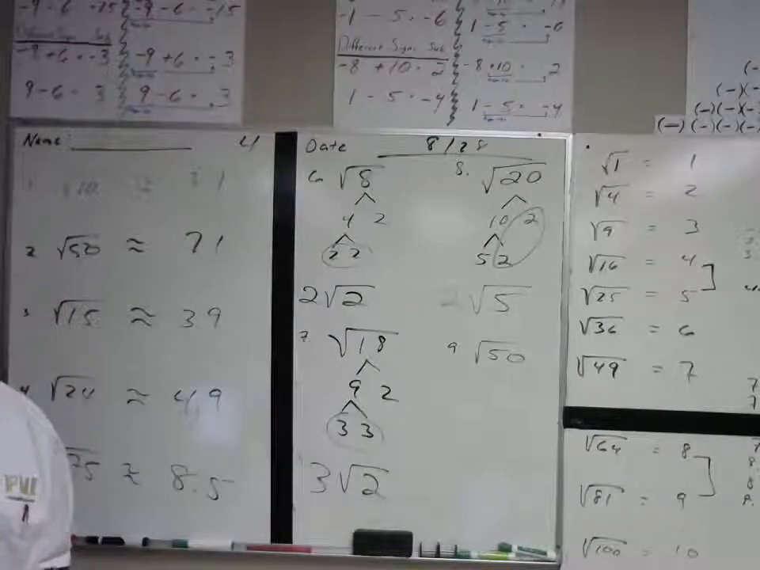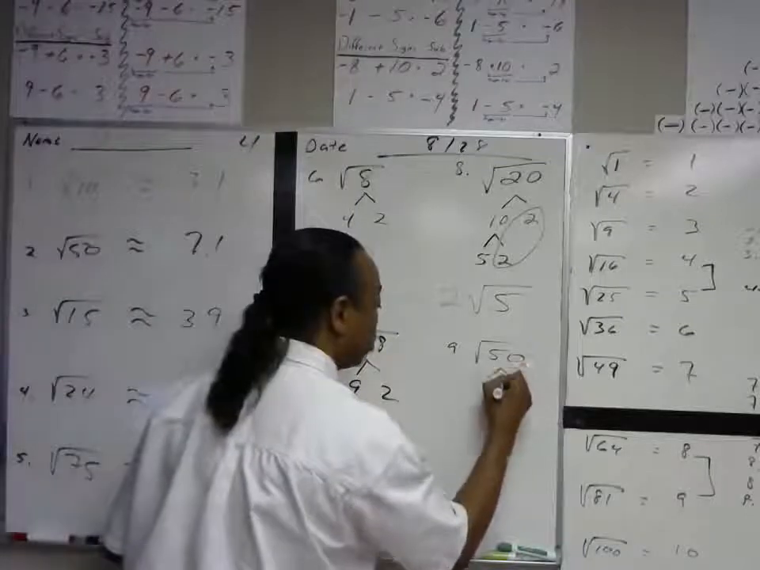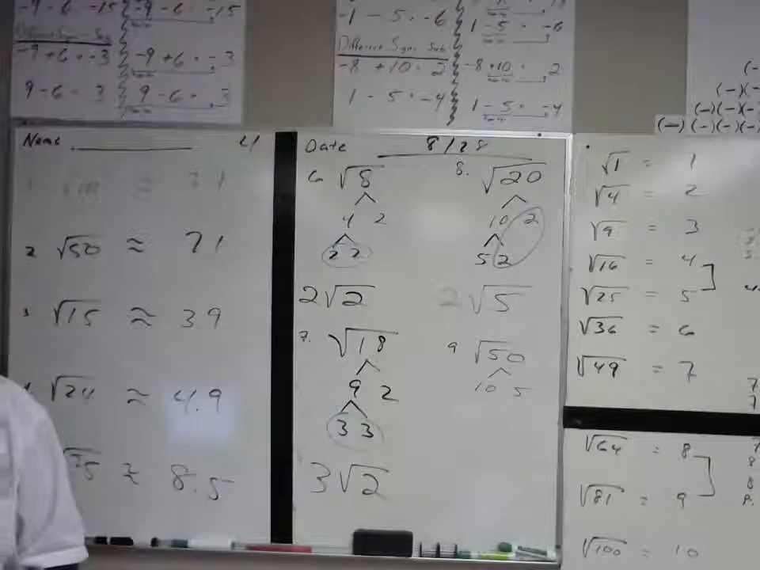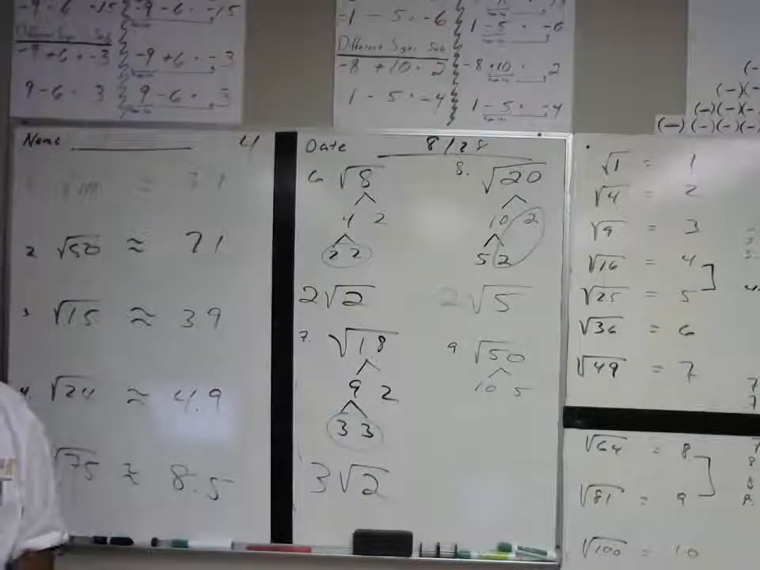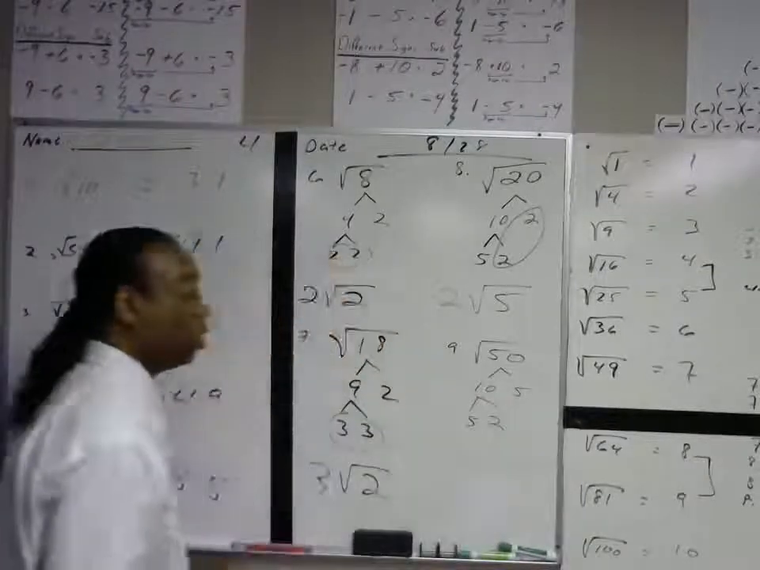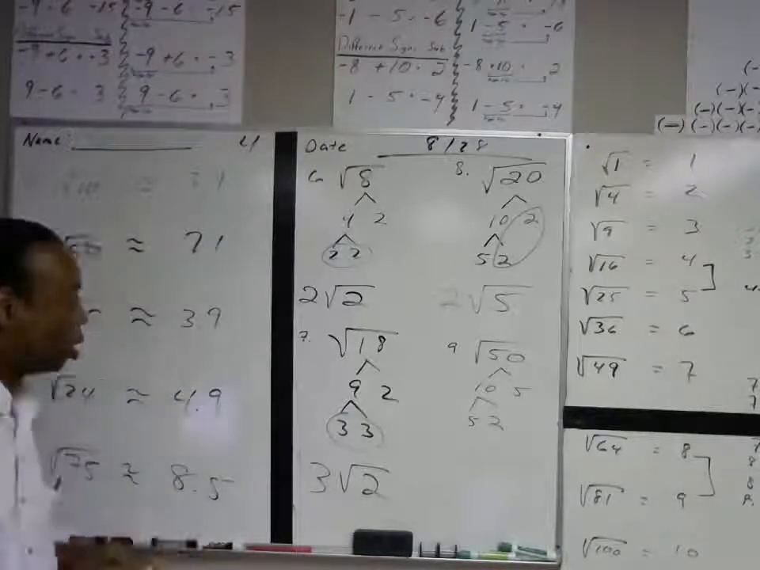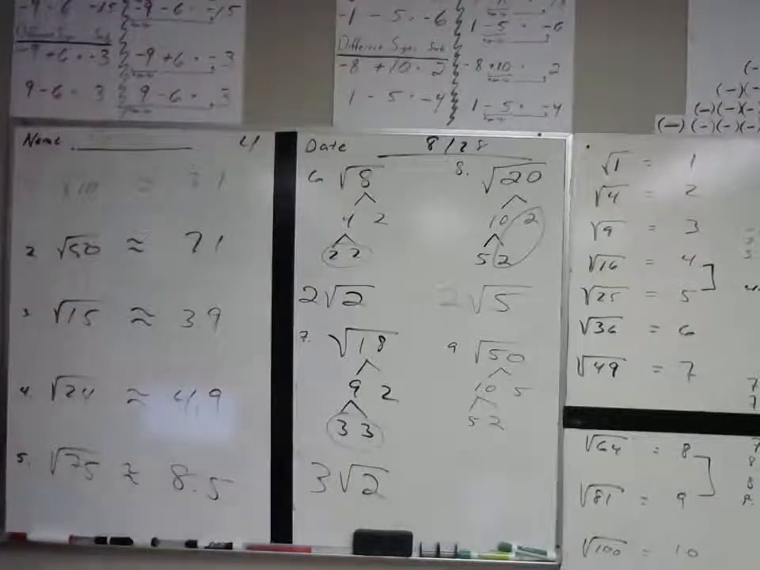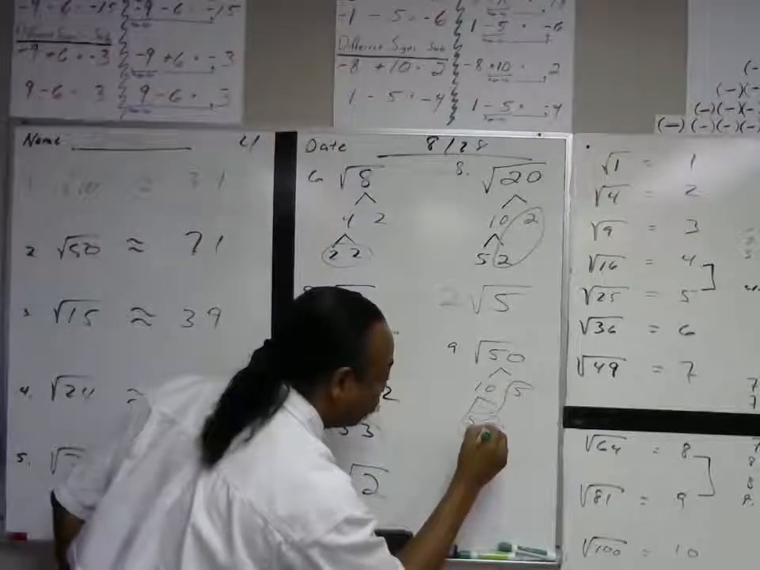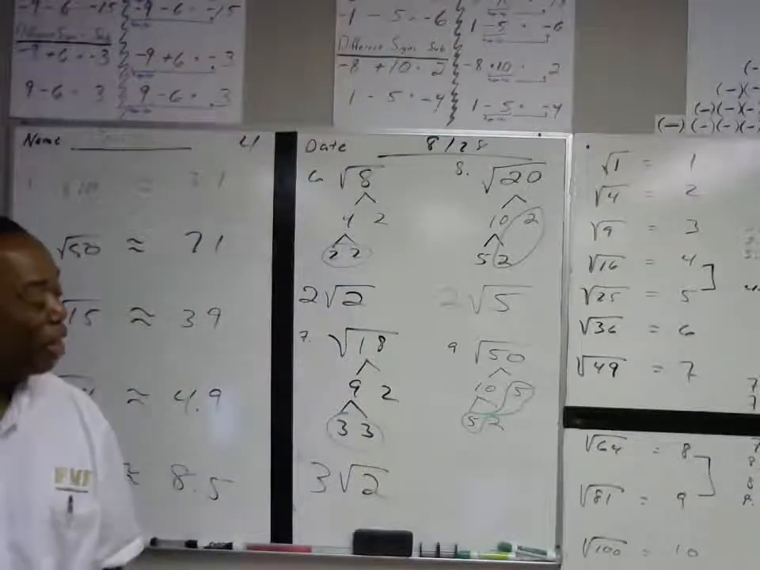Yes. 10 and 5. Let's do it. 10 and 5. Very good. 5, 2. Well done. That's it. That's as far as we can go. And here's my circle. Isn't that a lovely circle? I think that's beautiful.